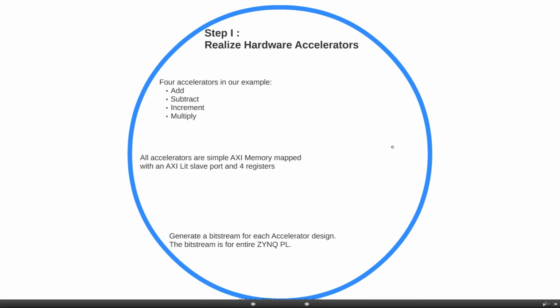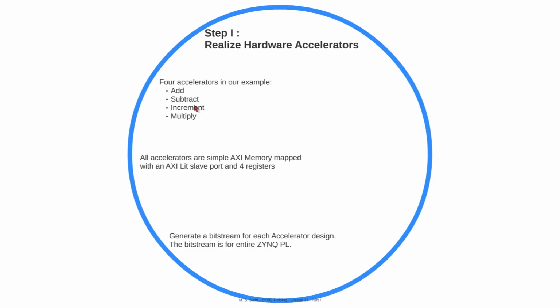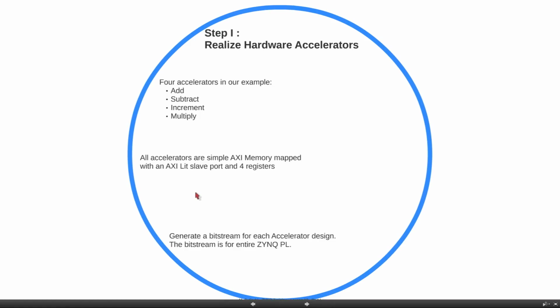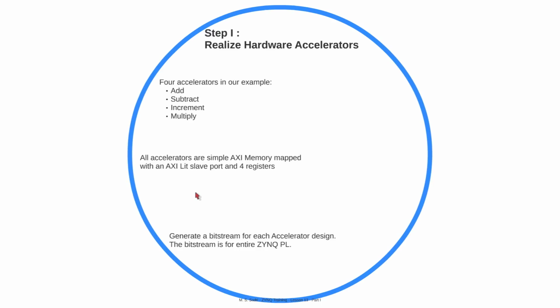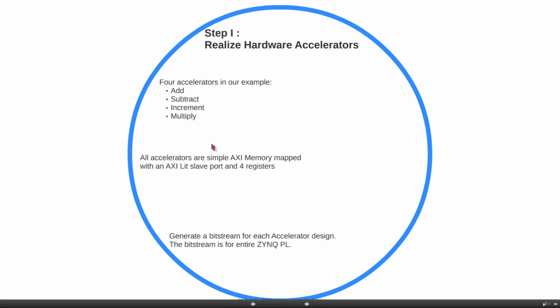So, in my example design, the first thing I do is create my 4 hardware accelerators. Then for each of these hardware accelerators, I create a ZYNQ based hardware design, and then I create the bitstream. I will show you this step in action.